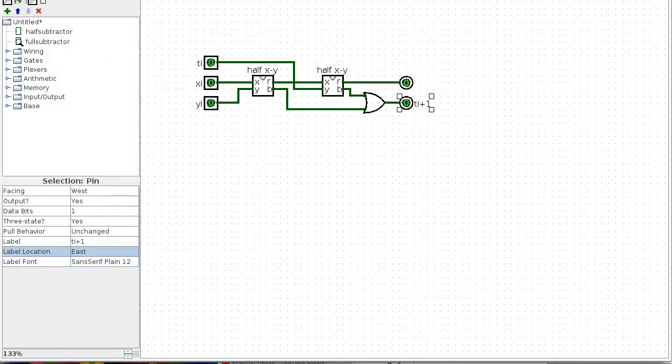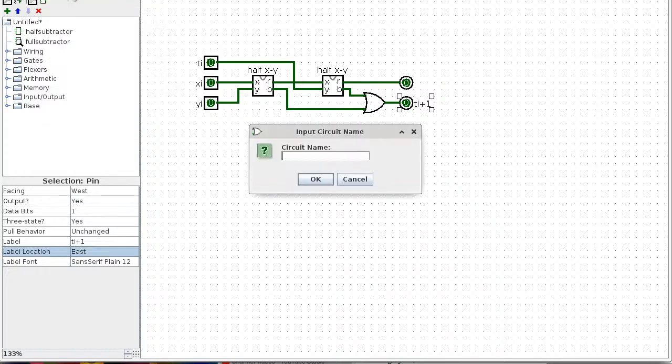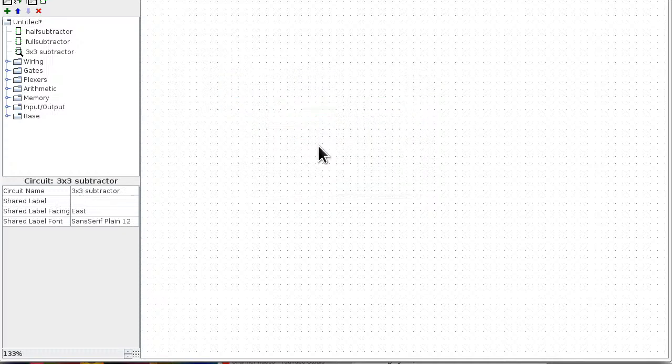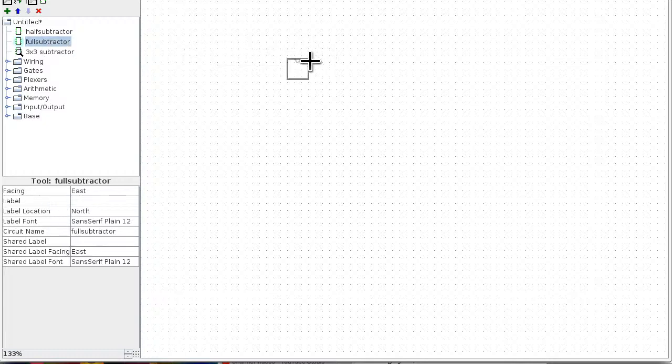Now we'll go ahead and make a new circuit, which is a 3x3 subtractor. So it's going to take up 3 subtractor circuits, and I'm going to use the same kind of layout as the other one. Yep, I think that's how we staggered the full adders when we implemented the 3x3 adder.